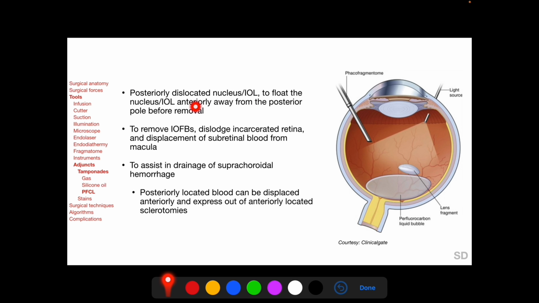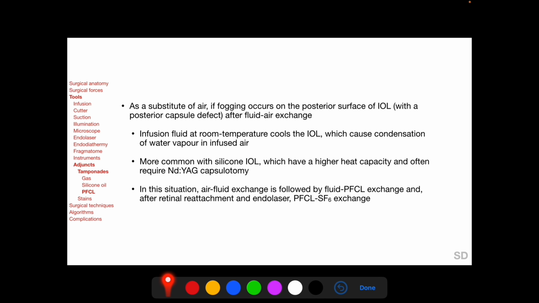to float them anteriorly away from the posterior pole of the retina before removal, to remove intraocular foreign bodies, dislodge incarcerated retina, and displace subretinal blood from the macula, to assist in drainage of suprachoroidal hemorrhage, and as a substitute for air if fogging occurs on the posterior surface of an intraocular lens with a posterior capsule defect following fluid-air exchange, which we will discuss later in this session.